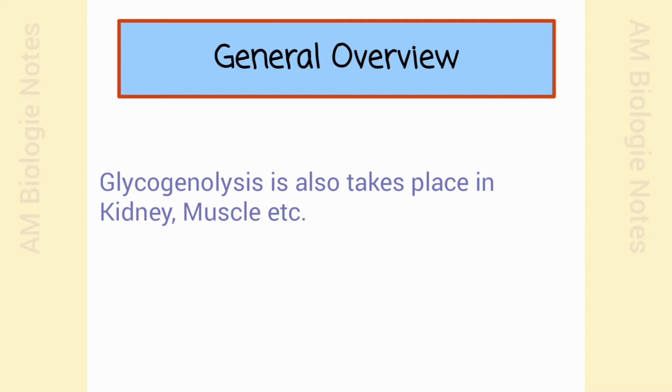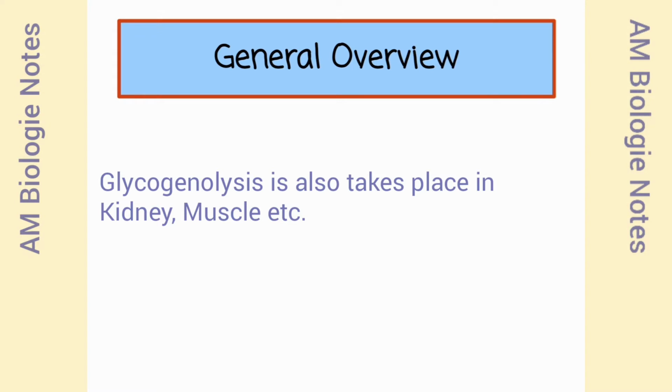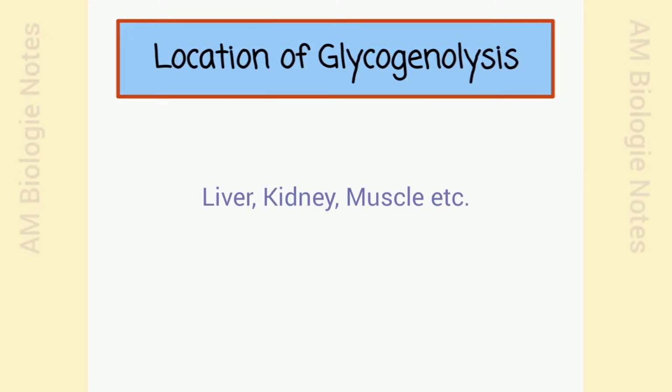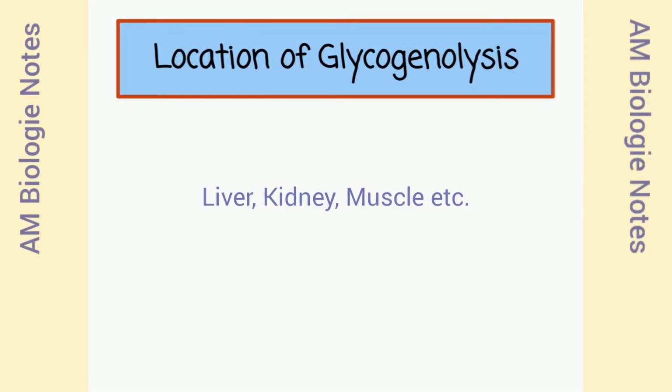You remember one thing, that muscle cannot release glucose directly to the circulation. The reason I will discuss later. So, the glycogenolysis pathway mainly takes place in the cells of liver, kidney, muscles, etc.